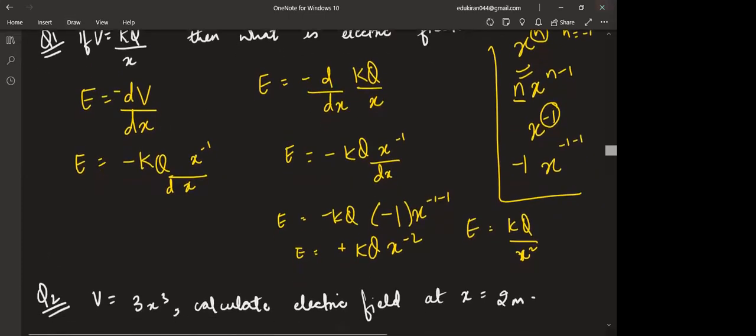Try this question: V is equal to 3x cube, find the electric field at x equal to 2 meters. This is not difficult. Again potential's value is given, find out the electric field's value using this relation, and then put in the value of x. Ma'am, electric field is equal to negative of potential gradient? Yes, yes, this only you will use. Differentiate potential with respect to x. Yes, Madiha, right answer. Madiha has already given the answer for question 2.